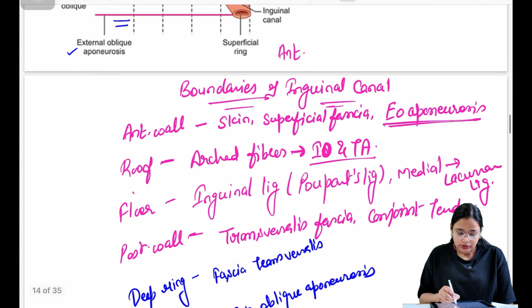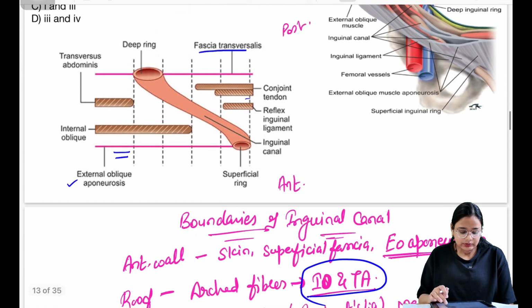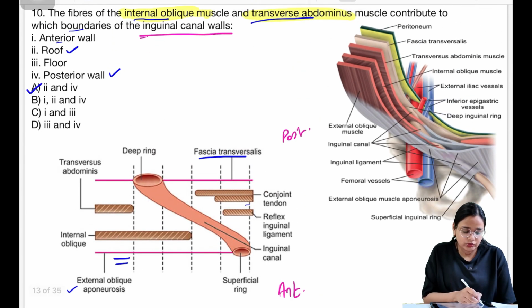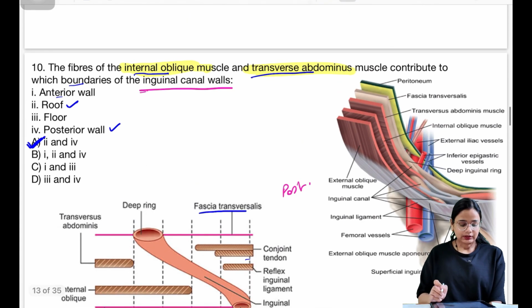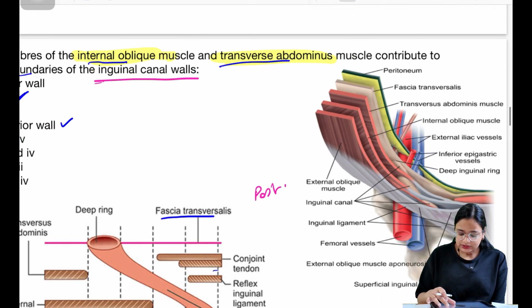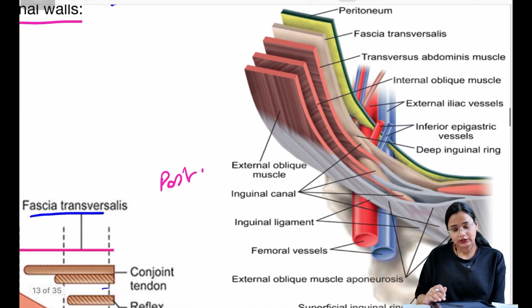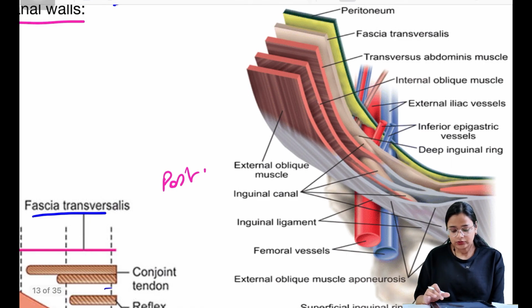Here I have told you internal oblique, transversus abdominis and transversalis fascia. So the correct answer will be 2 and 4. Okay, so the correct answer is 2 and 4. They help in the formation of the boundaries of the inguinal canal in the roof and in the posterior wall. Here is the detailed diagram of inguinal canal relations, you can check.